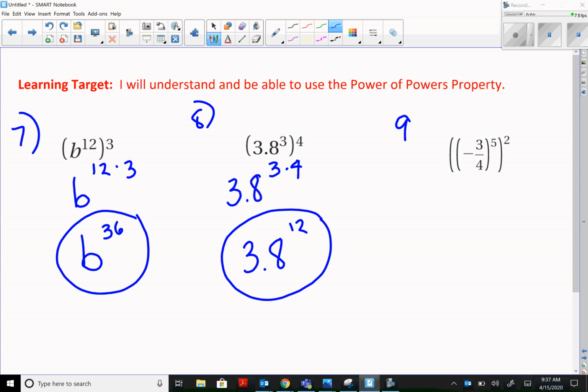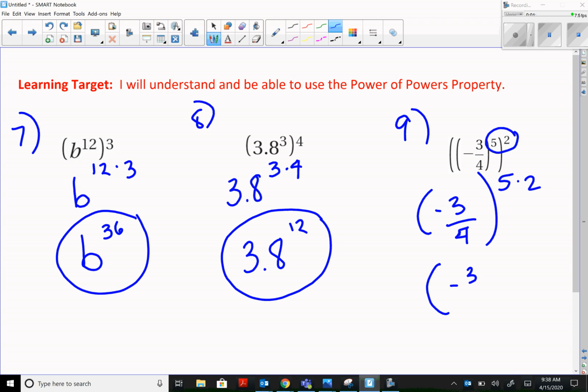And then number 9, we have negative 3/4 to the power of 5. On the outside of the parentheses, there's the exponent of 2. So I'm going to use the power of powers property to multiply those two exponents. And 5 times 2, whoops, that's supposed to be a 4, is 10. So my final answer would be negative 3/4 to the 10th power.